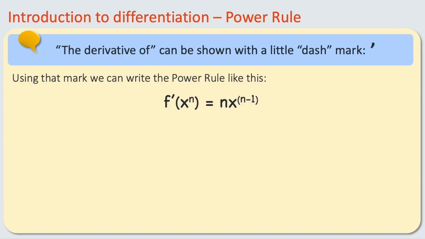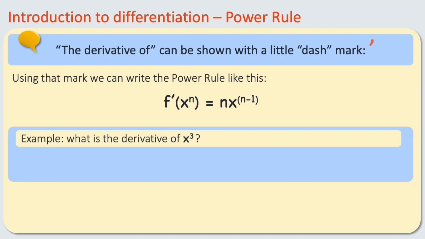The derivative of can be shown with a little dash mark. Using that mark, we can write the power rule like this: f dash of (x to the power of n). This means derivative of x to the power of n is n multiplied by x raised to the power of (n minus 1).